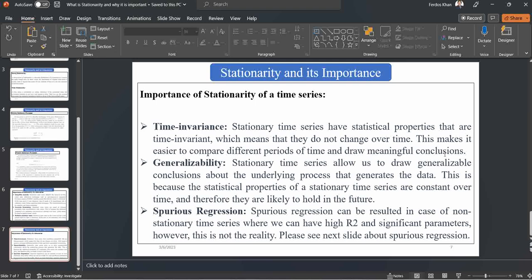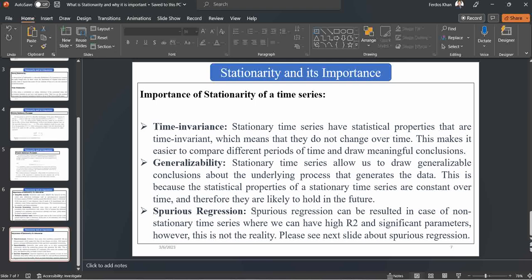Generalizability. Stationary time series allow us to draw generalizable conclusions about the underlying process that generates the data. That is because the statistical properties of a stationary time series are constant over time, and therefore they are likely to hold in the future. Yes, because we already discussed that the properties of the stationary time series do not vary over time. Those are time invariant. Therefore, you can generalize into the future because it does not depend on time.